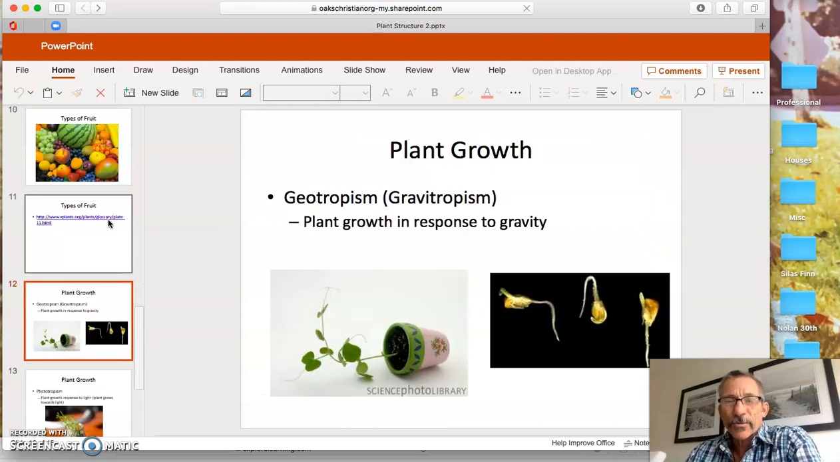All right. So what we're going to do is spend a little bit of time this afternoon talking about plant growth. So, a couple good vocabulary words for you. One of the plant growth patterns that plants exhibit is called geotropism or gravitropism. So, first of all, a tropism refers to a growth pattern. Geo, referring to the earth, or gravi, as in gravity, it's the plant's growth in response to gravity.